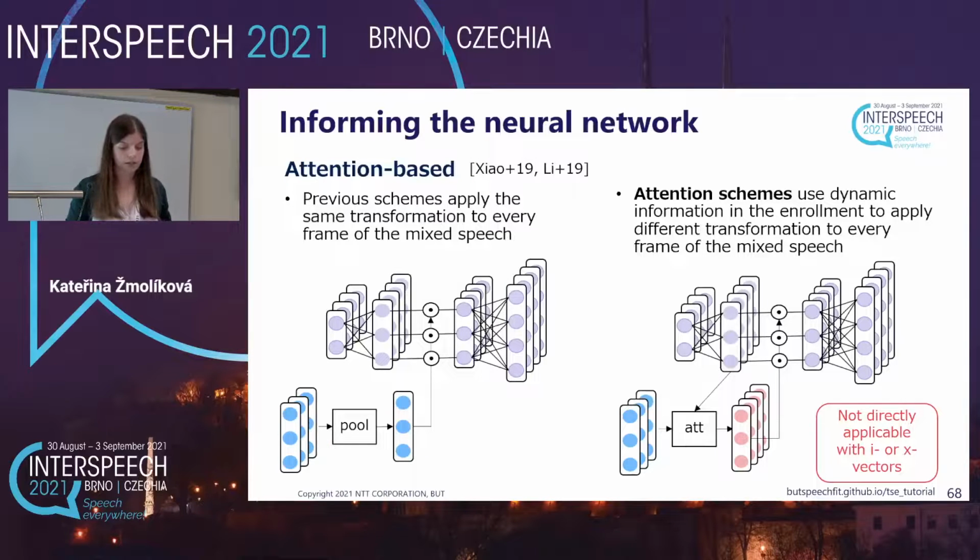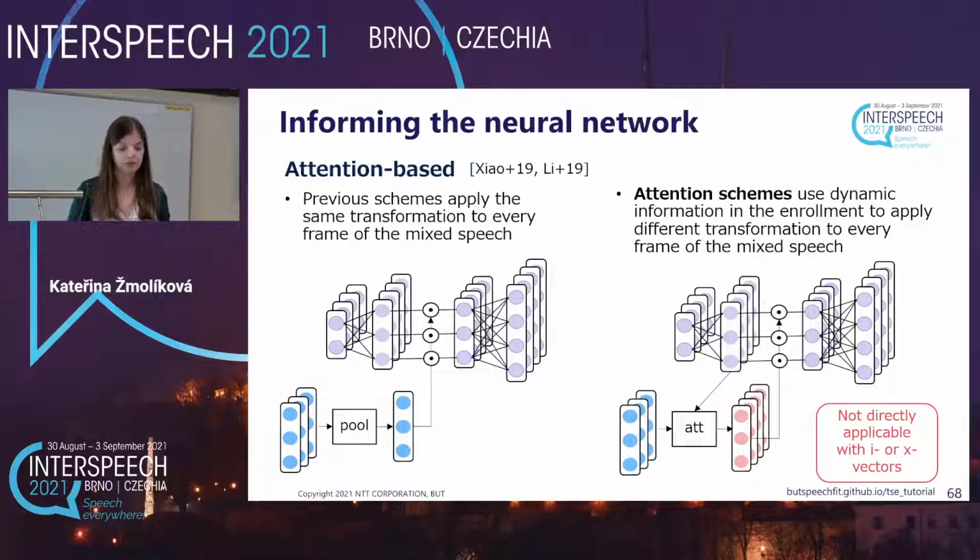In the attention-based schemes, we disregard the pooling layer, and instead we apply attention over the enrollment utterance, which is queried by the current mixture frame. As a result, we get a specialized speaker embedding for each time frame of the mixture. Each of these embeddings is obtained by looking at different parts of the enrollment utterance using the attention. Then, if we have a special speaker embedding for each time frame of the mixture, we can apply this different embedding to each time frame of the mixture. Here I have multiplication as an example in the picture, but the same thing could also be done by concatenation or the factorized layer.